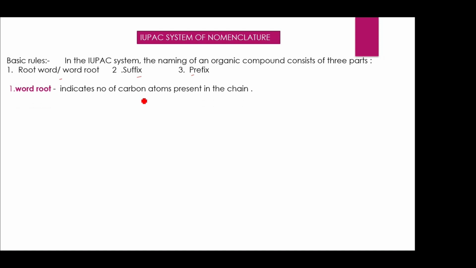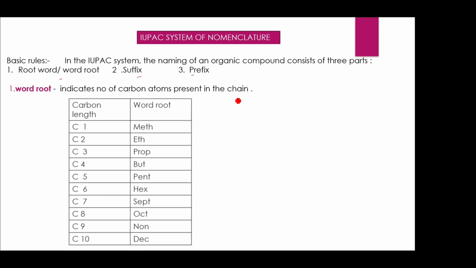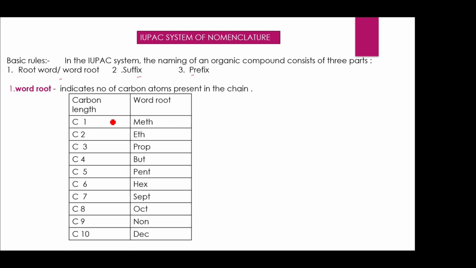Word root indicates the number of carbon atoms present in the chain, that is, the carbon chain length. If only one carbon is there, then the word root is meth. Carbon has 4 valency. If we have 2 carbon atoms, then the word root is eth. All 4 valencies we have to show. If the carbon chain length is 3, then it is prop.